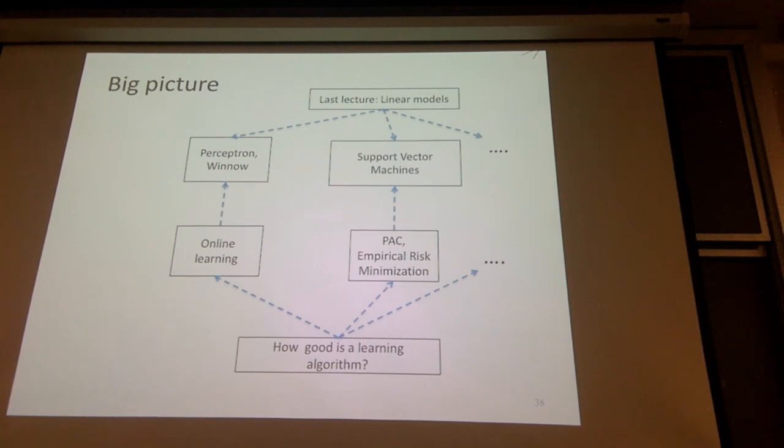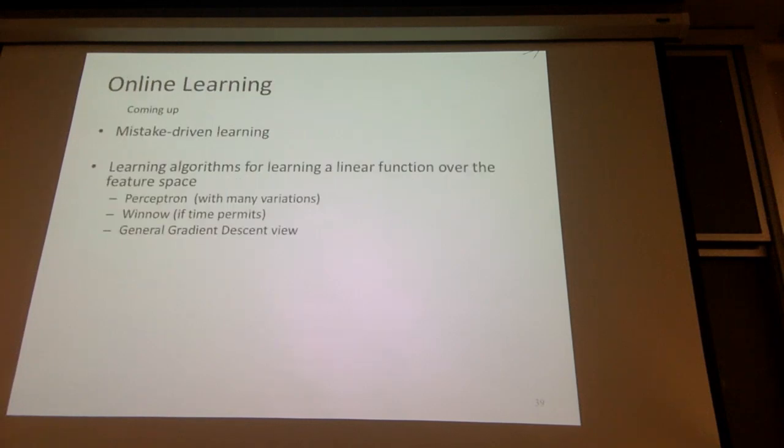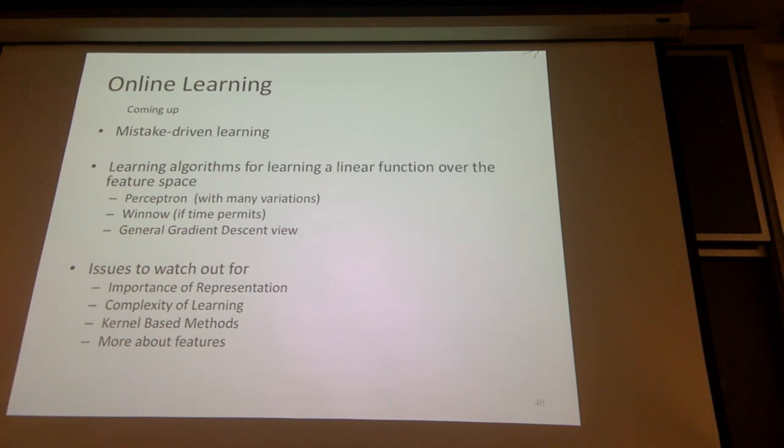So different learning algorithms are invented using a slightly different perspective on the same question of how do we know that learning is done. So let's look at mistake-driven learning, which is a special case of online learning, and then we look at learning algorithms under this mistake-driven framework for linear classifiers. One thing that I want you to keep an eye out for, even if I do not mention it, is this idea that the representation that we choose for learning is important.